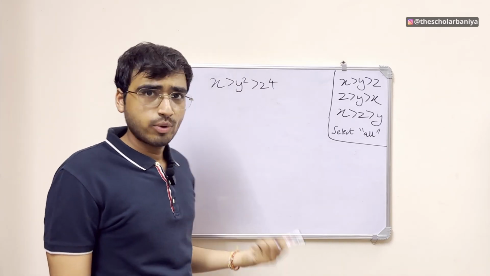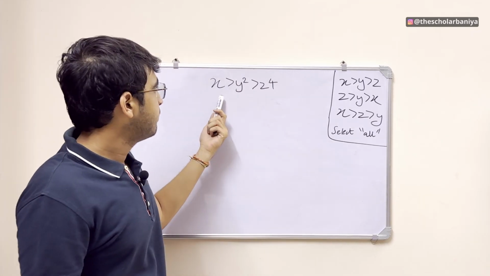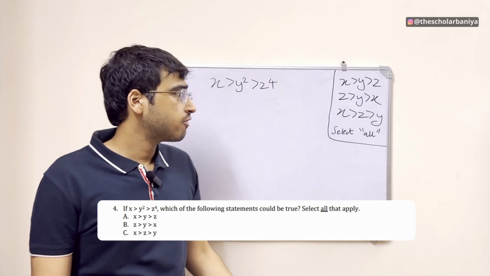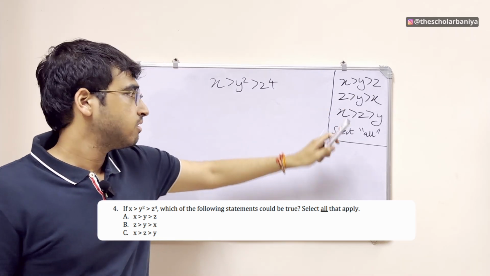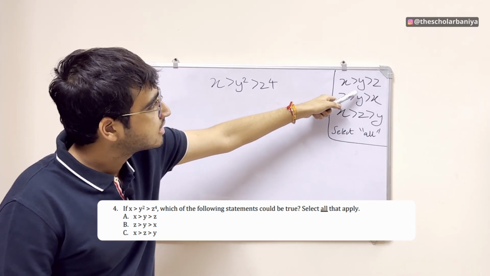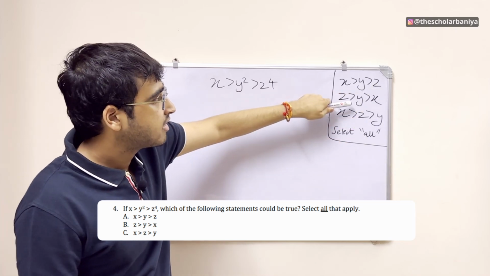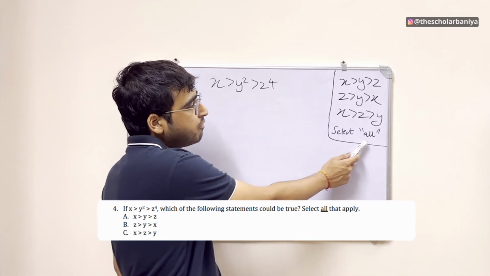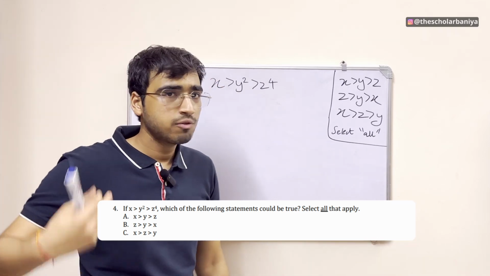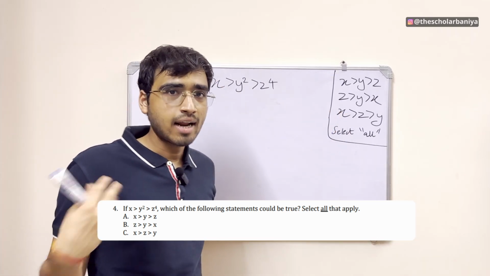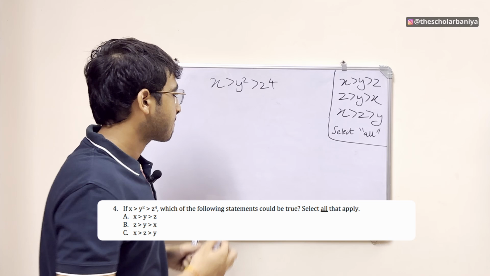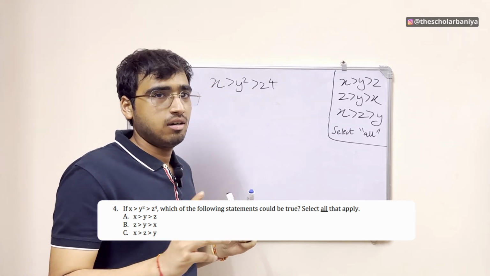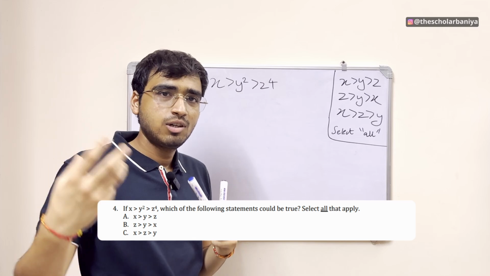So this is another question, right? In which we are given that x is greater than y square is greater than z to the power 4, and we are given three parts: x is greater than y greater than z, z greater than y greater than x, and greater than z greater than y, and we are asked to select all of the parts which are applicable or which are valid.